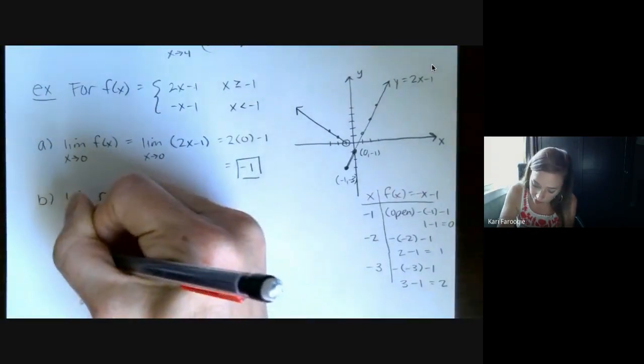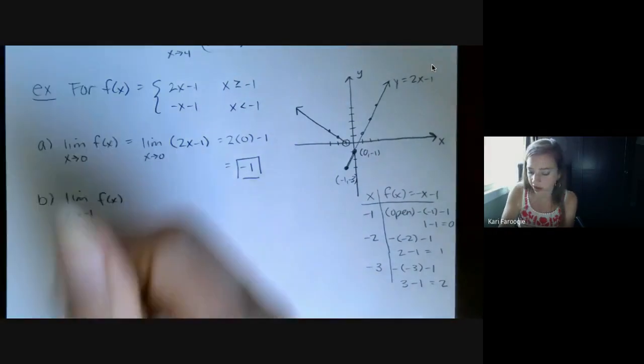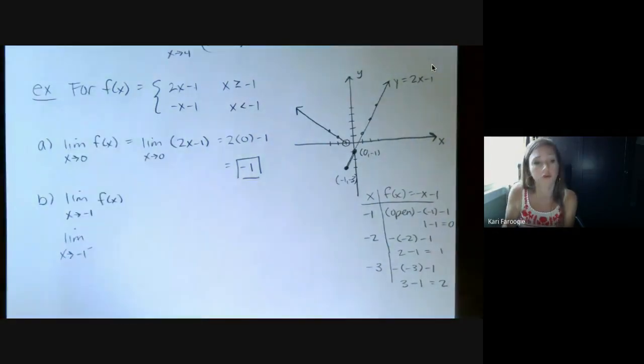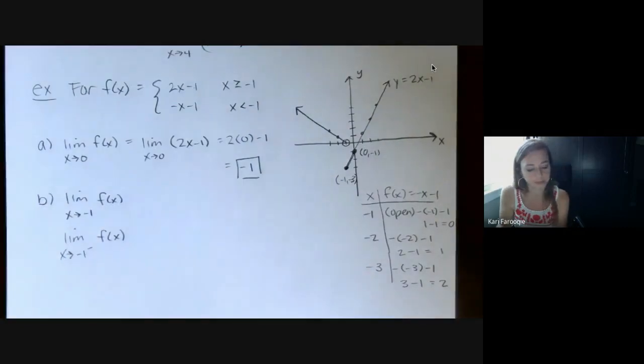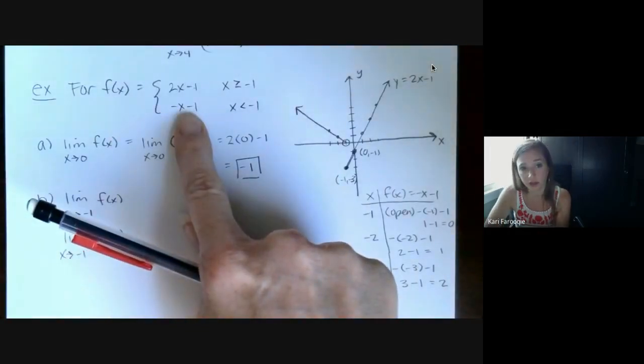So I'm going to first talk about approaching x equals -1 from the left. When we approach -1 from the left, we're approaching -1 from values that are less than -1. When we do that, we're on this function, -x minus 1.